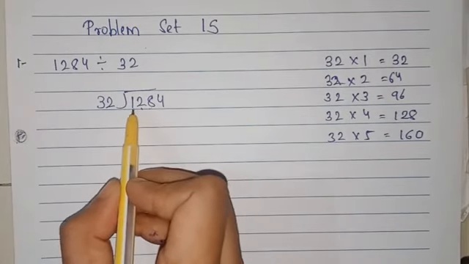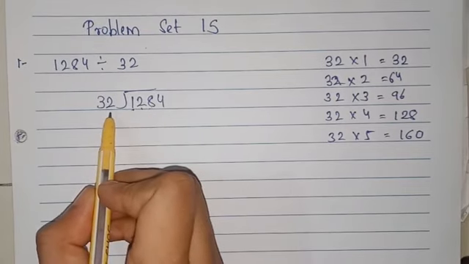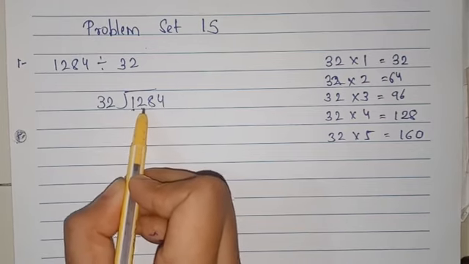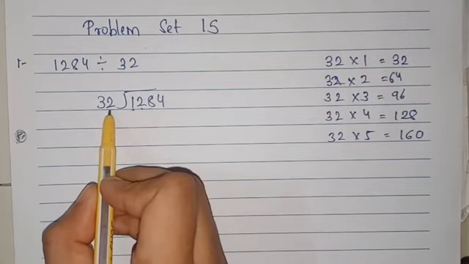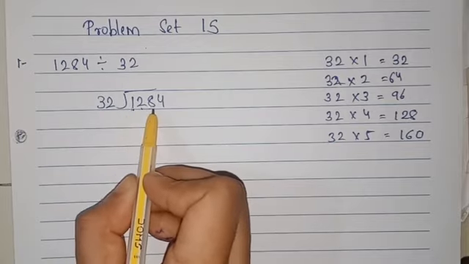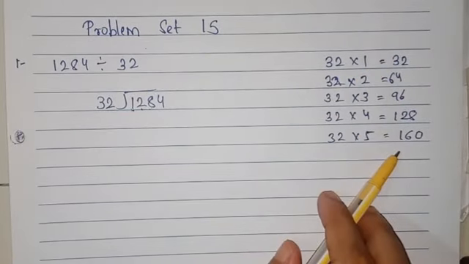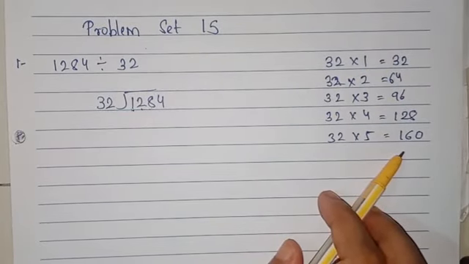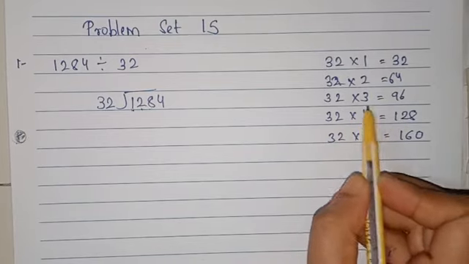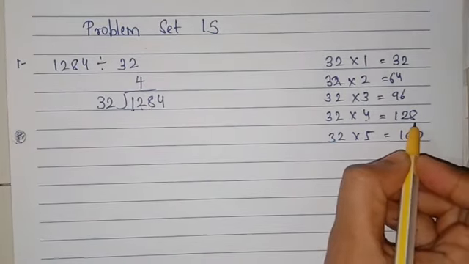first we will see the first number, that is 1, is smaller than 32, right? We cannot divide 1 by 32, so we have to take the first two numbers, that is 12. Again 12 is smaller than 32, so now we will take the first three numbers, that is 128. Now search 128 from this table. So here 32 fours are 128, so this 4 will come as quotient and this 128 will come here.